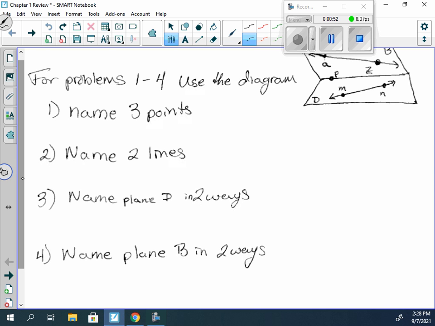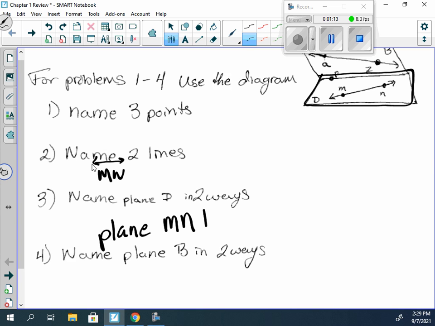So if we name a line, we need how many letters? 2. And it needs what? A line over the top of them. If we're naming a plane, we need how many points? And they cannot be what? On the same line. So plane D is right here. So we can say plane MNP or PMN or NPM.